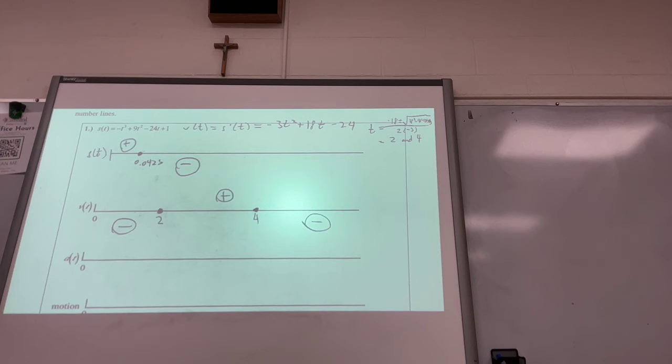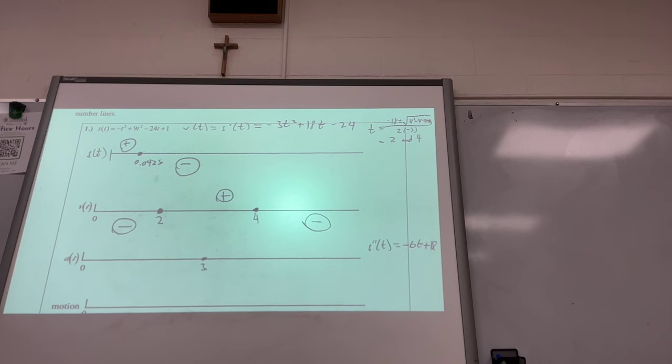Then acceleration, what do I do to find the acceleration? S double prime. So now it's going to be negative 6t plus 18. The only zero there is 3, right? Yeah. Are there any asymptotes? No.